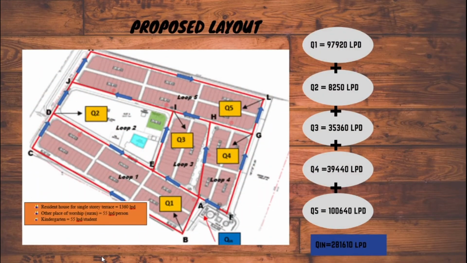After analyzing the layout given, I have decided to design 5 loops which include single story terrace, surau, and kindergarten. I totaled up the water demand at every loop and each node has a designed outflow of the water demand. For example, at node B, in loop 1, the flow rate is 97,920 liters per day, which serves 96 units of single story houses. All the water demand for every building is referred to the JKR design criteria and standard for water supply system volume 3, 1989.